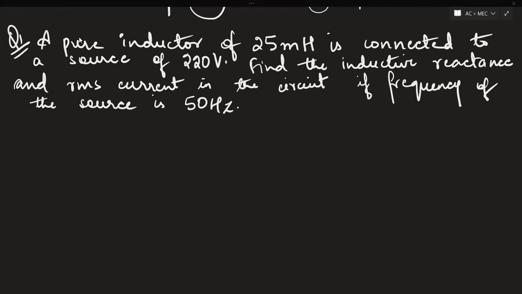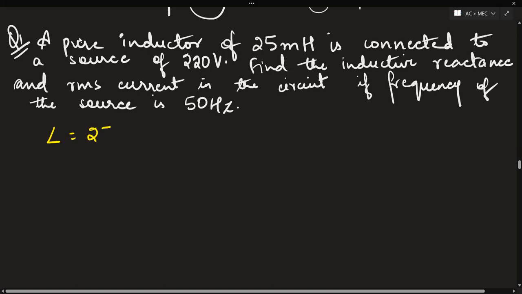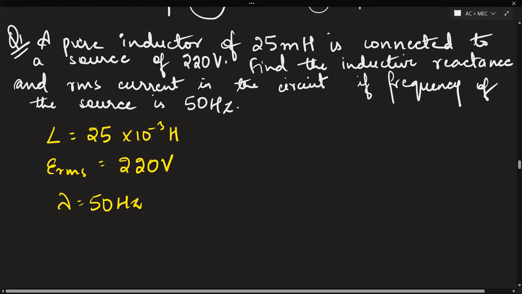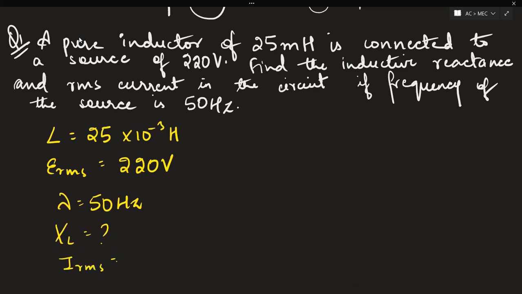See, for this question, a pure inductor of 25 millihenry is given. So self-inductance becomes 25 millihenry. Self-inductance is exactly what you have studied in EMI, where you had self-inductance, mutual inductance, self-induction, mutual induction. So self-inductance is 25 into 10 to the power minus 3 Henry. This is ERMS, 220 volt. Frequency is also given as 50 hertz, and you have to find out the inductive reactance and the IRMS.